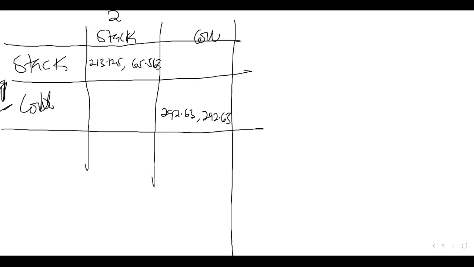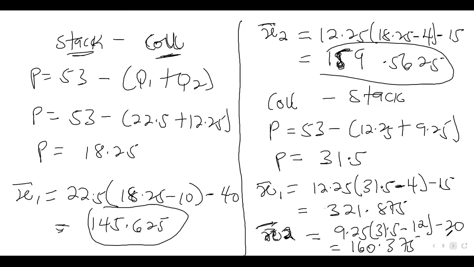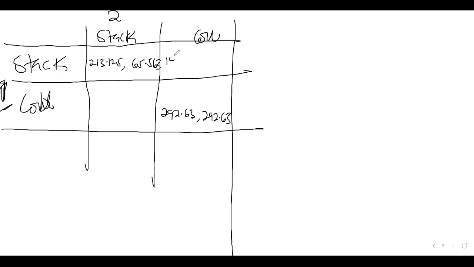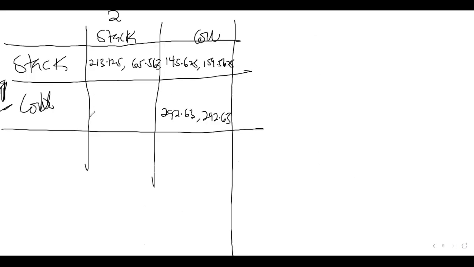Then, if firm 1 plays Stackelberg, but firm 2 plays Collusion, firm 1 will get this, and firm 2 will get this, okay? So we are going to represent them here. So we have 145.625 for firm 1, then 159.5625 for firm 2. Now, instead, if firm 1 plays Collusion and firm 2 plays Stackelberg, okay, firm 1 will get 321.875, firm 2 will get 160.375. Okay, now let's do some analysis.